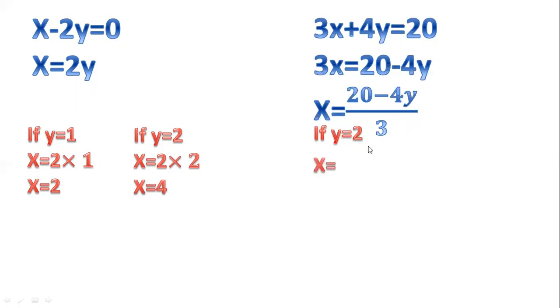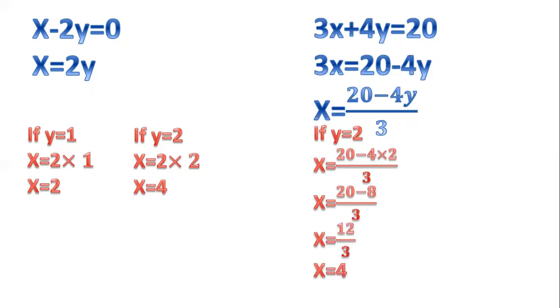If y is equal to 2, then x is equal to (20 minus 4 into 2) by 3. That is (20 minus 8) by 3. So x is equal to 12 by 3. That is x is equal to 4.